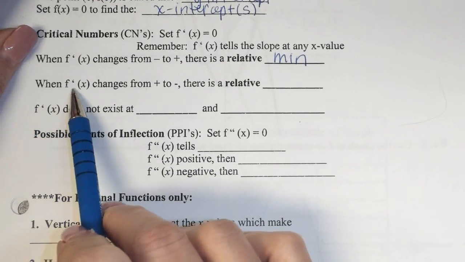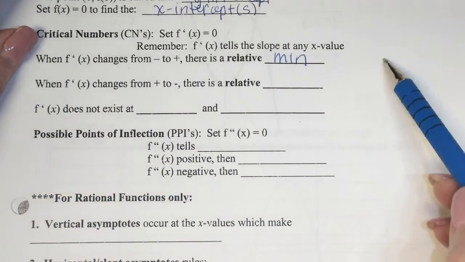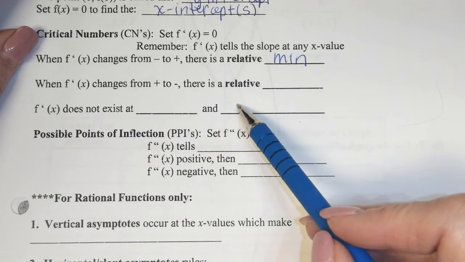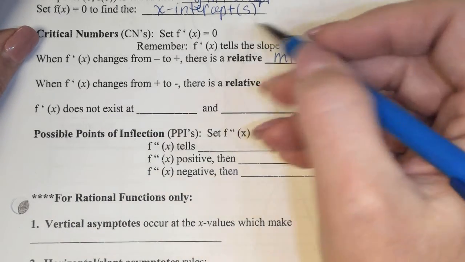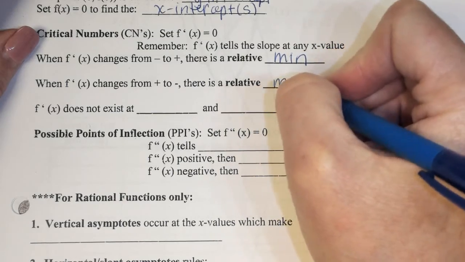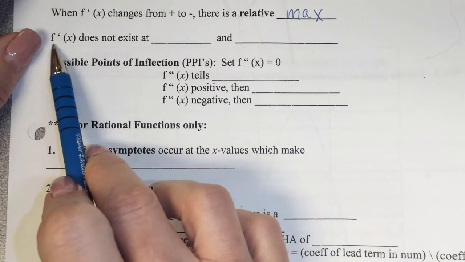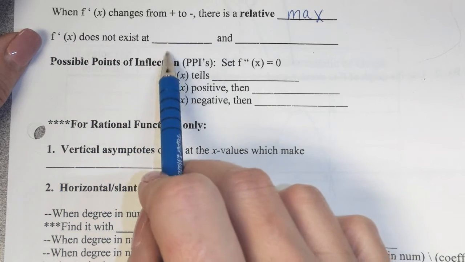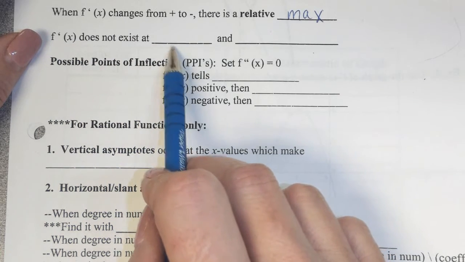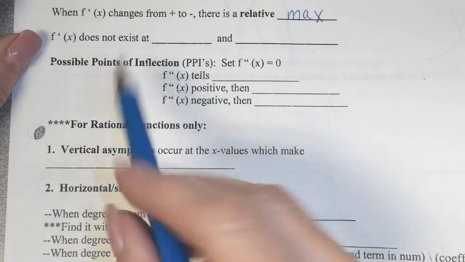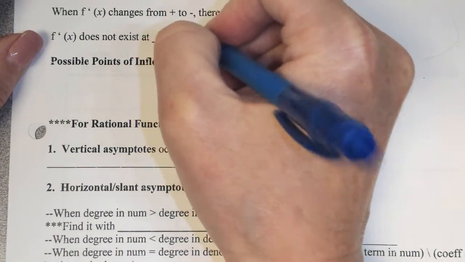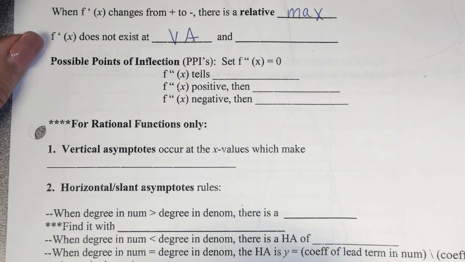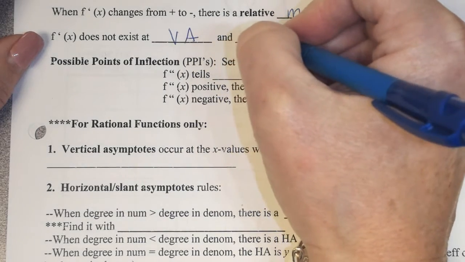And what about the next one? When f prime changes from positive to negative, we have a relative, Adriana? Max. So when does f prime of x not exist? There's 2 times that it does not exist. Tasha, do you know? Vertical asymptote is true. Where else? Cusp or sharp turn. Good.